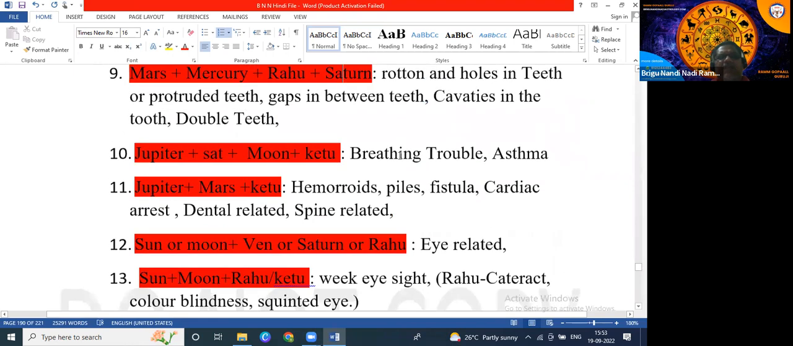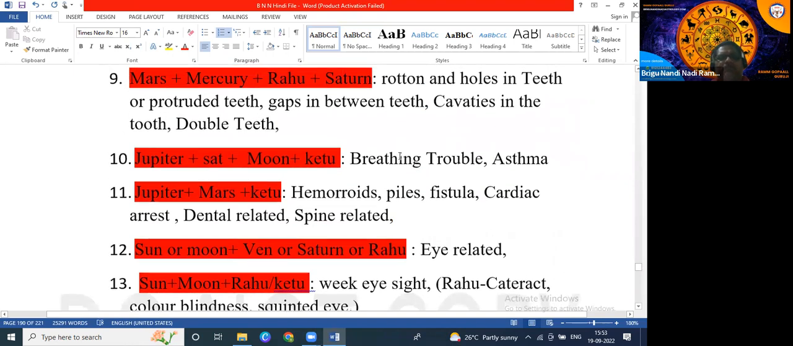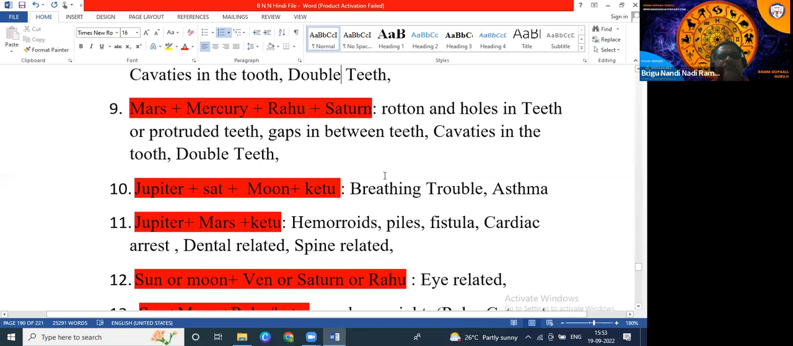So in a similar way, Mars-Ketu generally gives hemorrhoids. Mars is the heat-giving planet and Ketu signifies the private organ, that is the anus. So there will be extra growth in the anus, and that should be removed. Generally piles will be removed. Ketu is removal, and Mars is heat. That's why Mars-Ketu gives piles, fistula, hemorrhoids, dental-related, spine-related problems, and cardiac arrest.